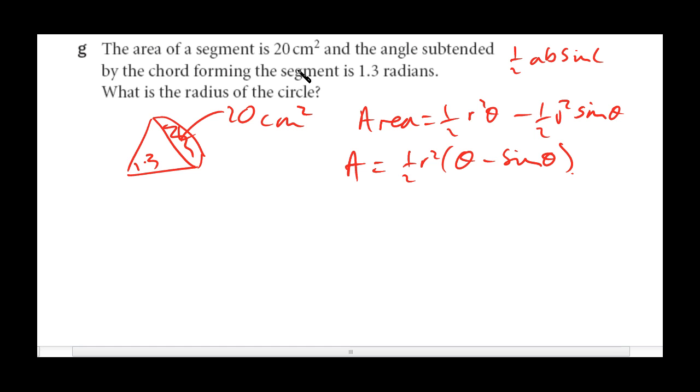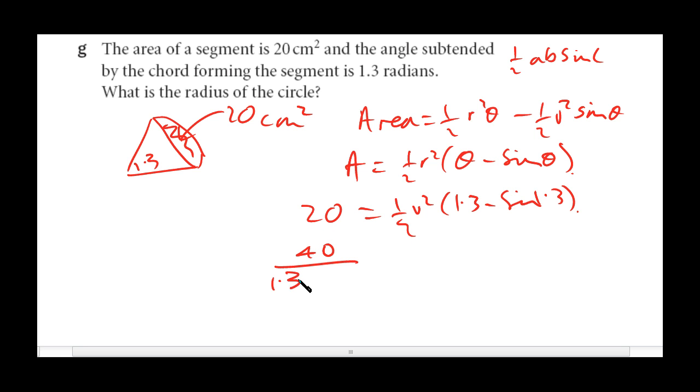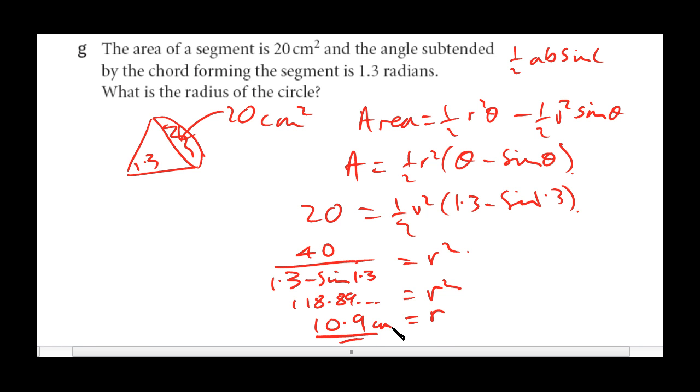So the area is 20, equals a half, we don't know r, so r squared times theta 1.3 minus sine of 1.3. We therefore times this by 2 to get 40, and divide by 1.3 minus sine of 1.3 to get r squared. That comes out to be 118.89 and so on. And if you square root both sides, you get 10.9 centimeters to 3SF.